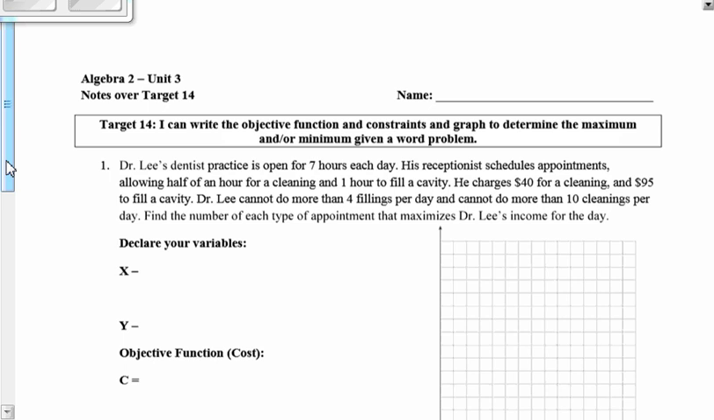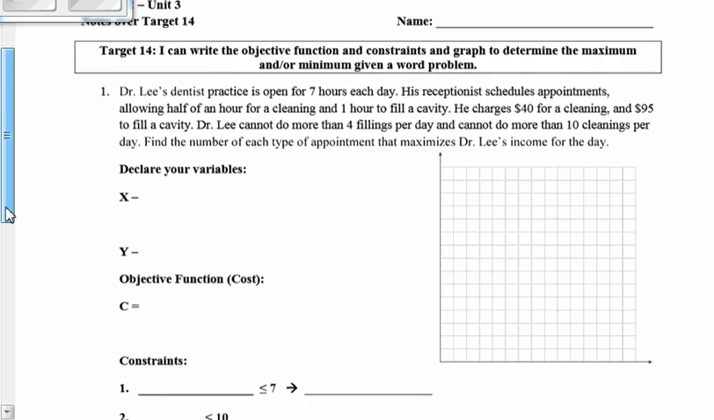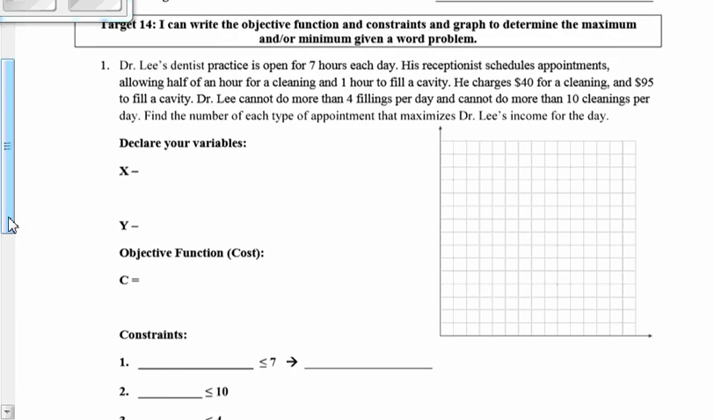Basically, what we ended with last class with targets 12 and 13 was them giving us some equations of lines. We had to graph those. Then we shaded and found out where all 4 or possibly all 3 of those shaded areas overlapped. And we tested the corner points to see which would give us a max or a min. So the only thing we're adding today is we're coming up with our own equations of lines based off of this word problem that we have here. So let's look at number 1.